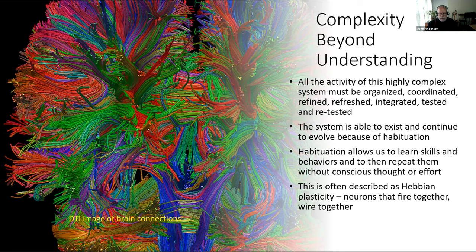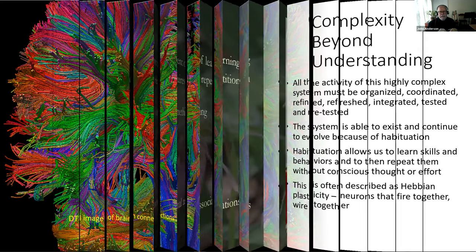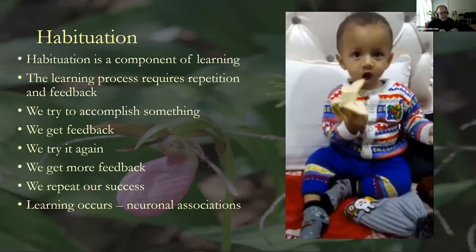Now, there's another component to that, which we'll get to in just a moment, but let's talk about habituation just a little bit more. As I said, habituation is a component of learning, and the learning process requires repetition and feedback. We try to accomplish something, we get feedback, we try it again, we get more feedback, we repeat our success once we figure out what we want to do and how to do it. And that is when learning occurs and neuronal associations are created.